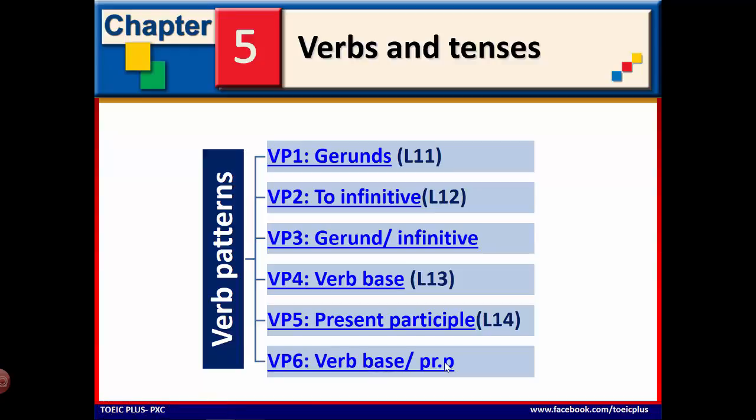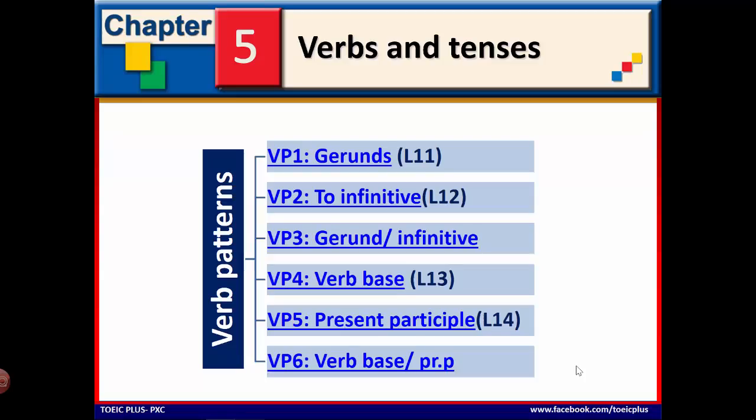So VP1, gerund. 2, to infinitive. 3, gerund or infinitive. 4, verb base. 5, present participle. 6, verb base or present participle. Right. Okay. So today we learn VP1, gerunds.